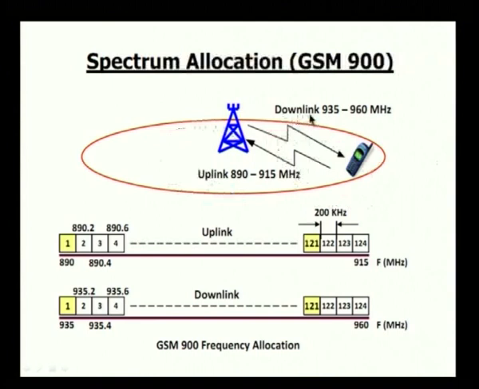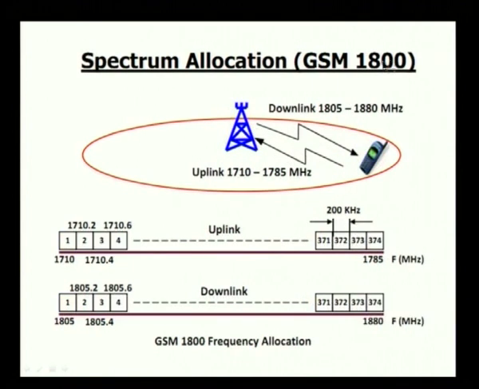Now, the downlink channel is allocated the frequency from 935 to 960 MHz, and in GSM 900 the uplink is allocated the frequency band of 890 to 915 MHz. Here in the diagram we can understand that each individual channel has a bandwidth of 200 kHz. This is the spectrum allocation of GSM 1800. Here the downlink is allocated a frequency range of 1805 to 1880 MHz, as well as the uplink is allocated 1710 to 1785 MHz.